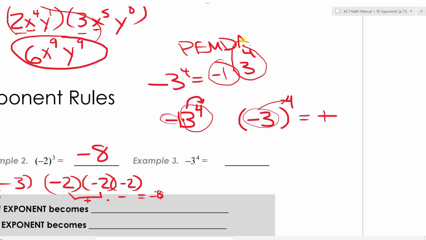PEMDAS. Exponent first, then the multiplication. So -3 to the 4th with no parentheses around the -3 will be 3 to the 4th, which is 81, and then we multiply by the negative. So this would remain negative.